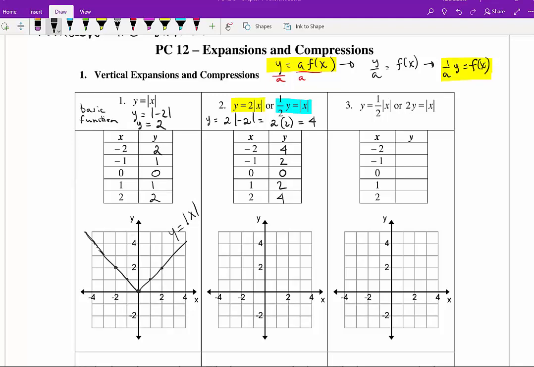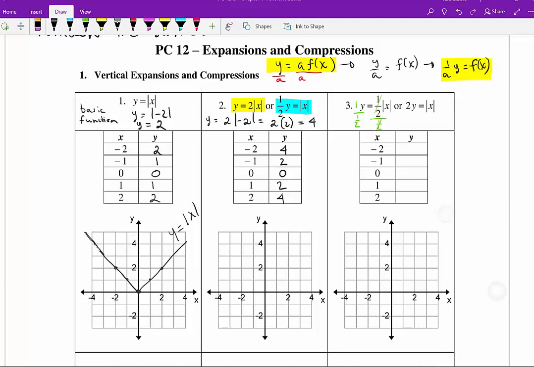Let's take a look at our third example. This time I'm going to put a half in front of the absolute value of x, and remember, if I divide both sides by a half, a half divided by a half is 1, and then I will get 1y over a half, which will give me 2y equals the absolute value of x. So the function that you're familiar with is y equals a half absolute value of x, and the new way to write it is 2y equals the absolute value of x.